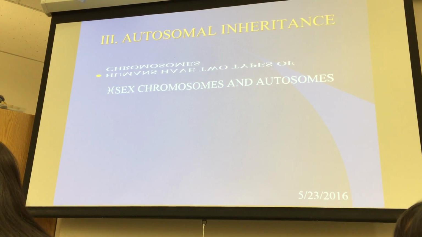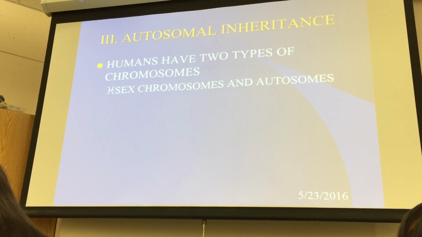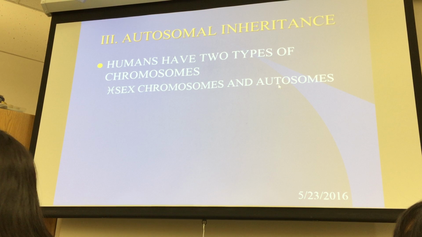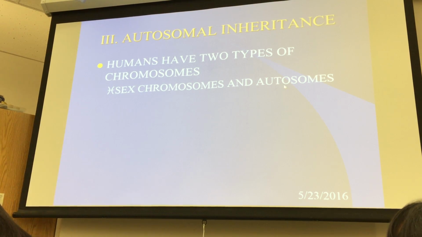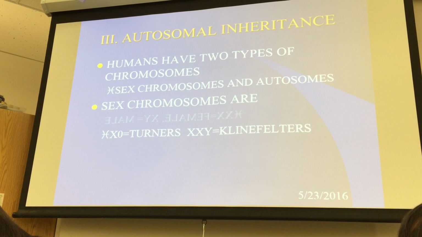Talk about sex chromosomes, we talk about autosomal inheritance. Humans have 2 types of chromosomes, sex chromosomes and autosomes. So sex chromosomes, the X and the Y, and then everything else are called autosomes. So we talk about the chromosomes. Sex chromosomes, if you're XX, you're female. If you're XY, you're male.